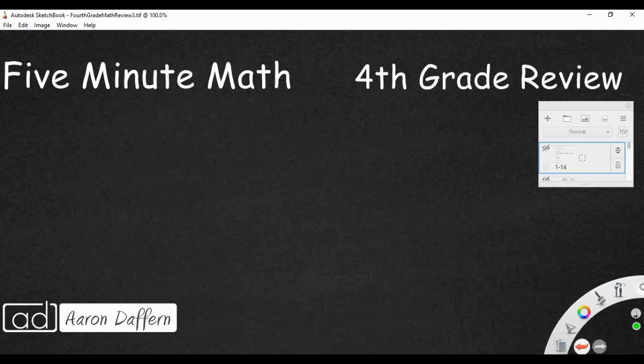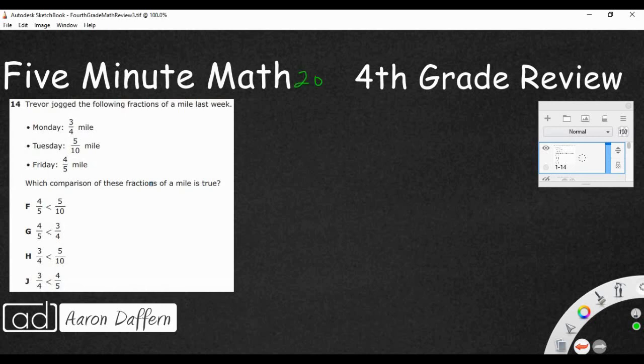Today we are looking at day 3 of our 4th grade math review. As always, we are using the released items from the 2017 STAAR test for the state of Texas. So today we're looking at comparing fractions, and then we're looking at fractions and decimals on a number line. So this first one is a little bit tricky here.